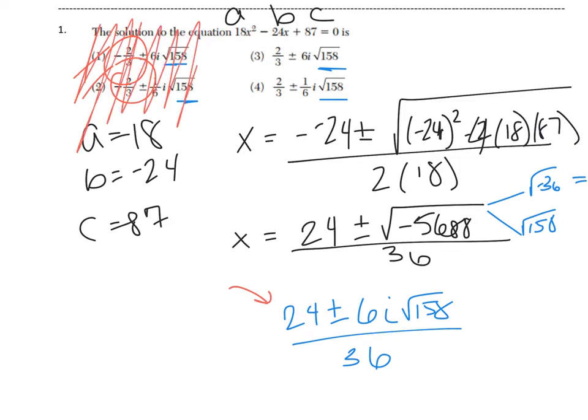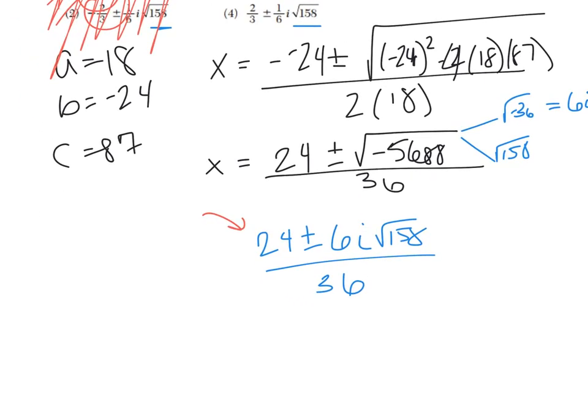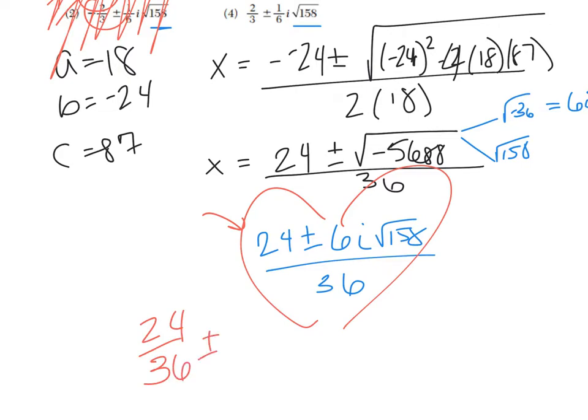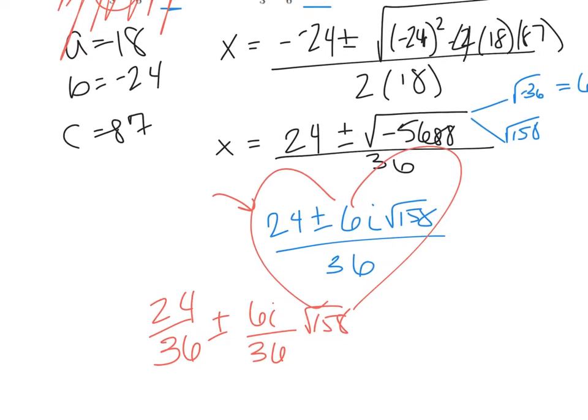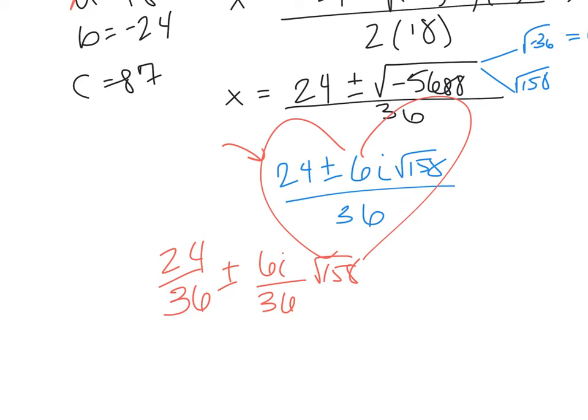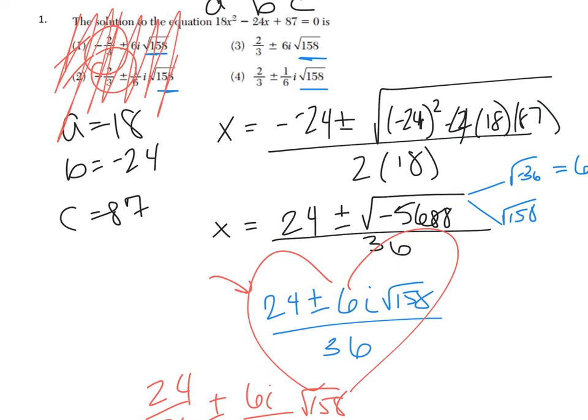So if I do this, I'm going to split the fraction here, and I'm going to get 24 over 36 plus or minus 6i over 36 radical 158. This reduces to 2/3 for the 24 over 36. If you're not sure, you can just type it in your calculator and you'll get that. And then 6 over 36, that's 1/6, and there's an i in your radical 158. So your choice for this will match choice 4.